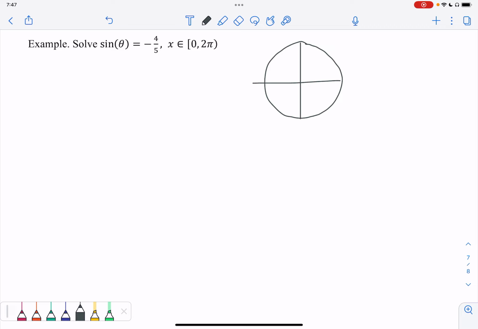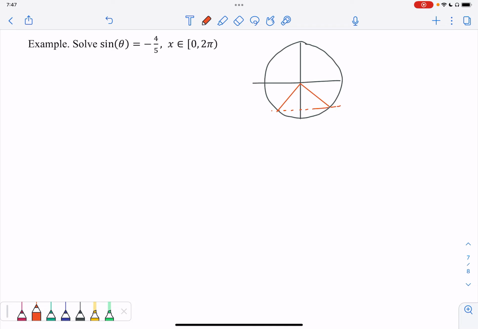Negative 4/5 is, let's see, negative 0.8, right? So I'm not all the way down at negative 1, which is the most extreme minimum, the absolute minimum value I can have for a sine output, but it's pretty close. So where would that be? Like around right there, right? Think about where negative 0.8 would be on the y-axis. So that gives me this angle here and this angle here.